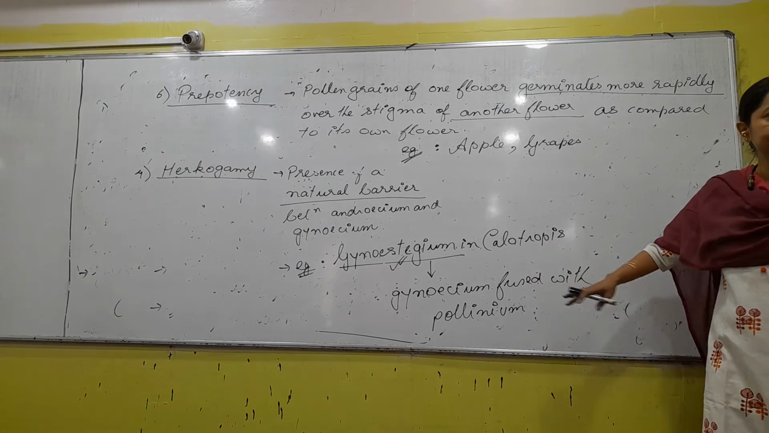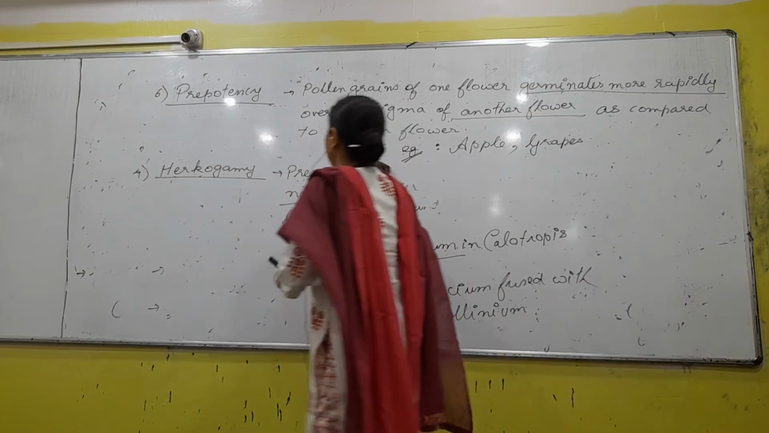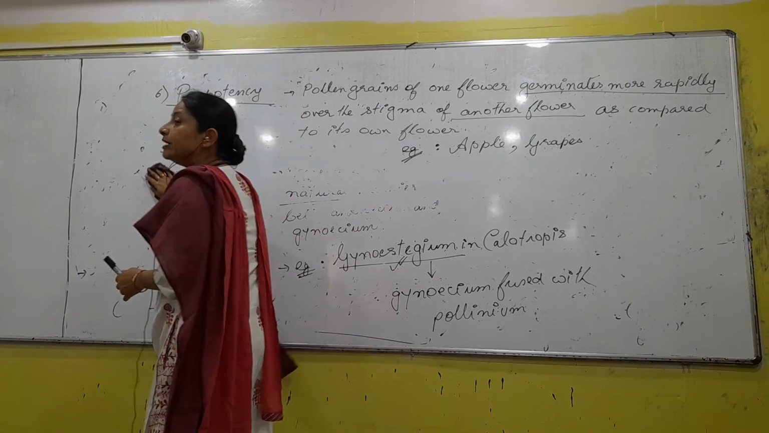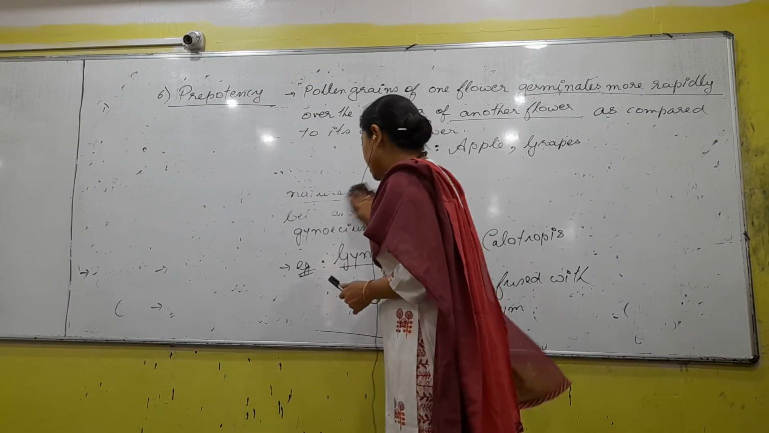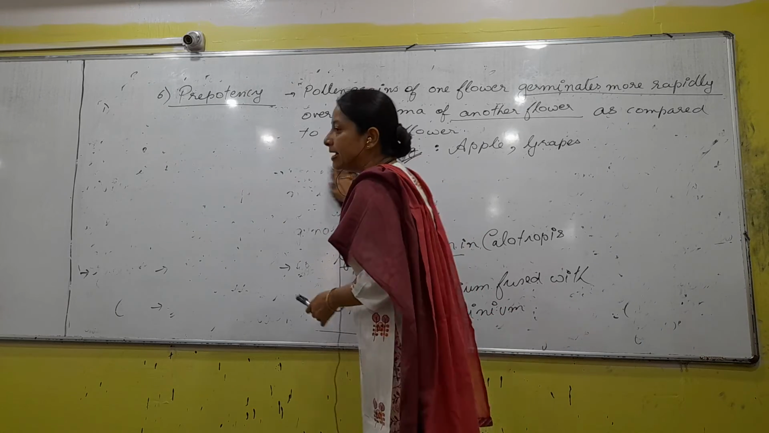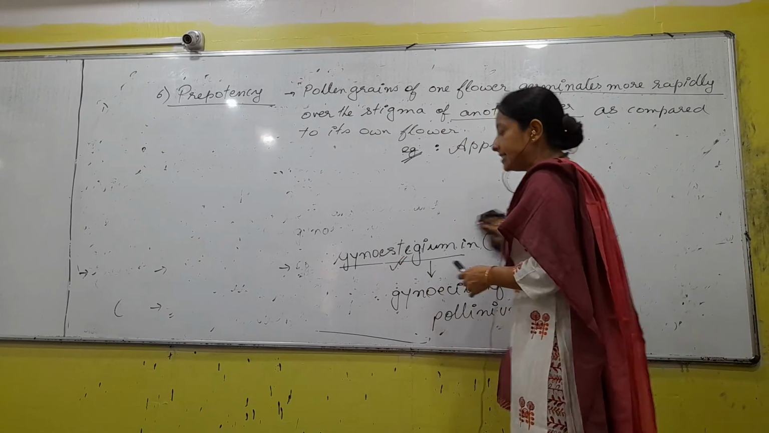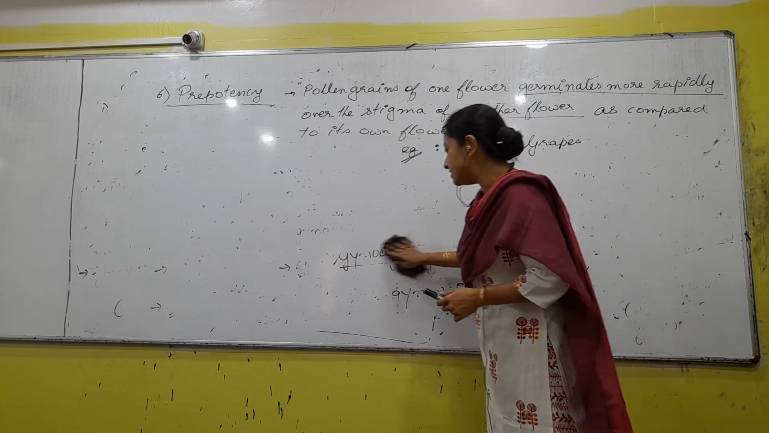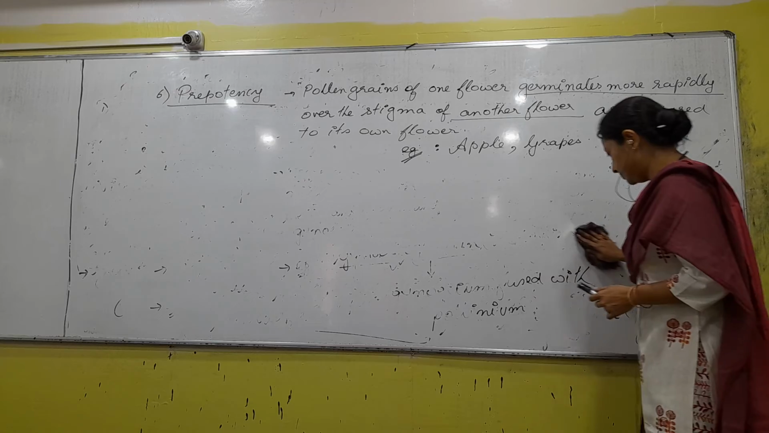Homogamy complete. The next factor that enhances cross pollination is pre-potency. What is pre-potency? If adult plants have pre-potency then cross pollination will happen. What is pre-potency? Read the sentence and see what you have understood.